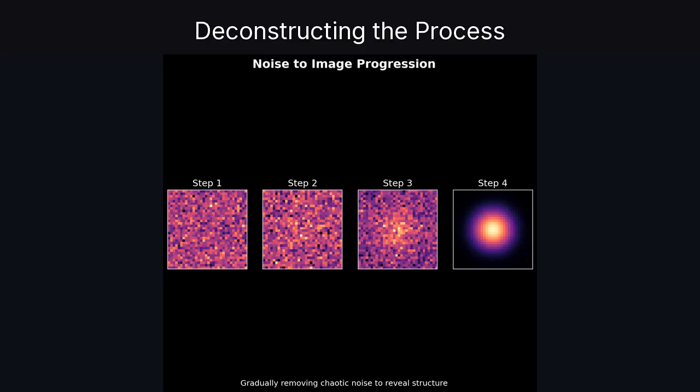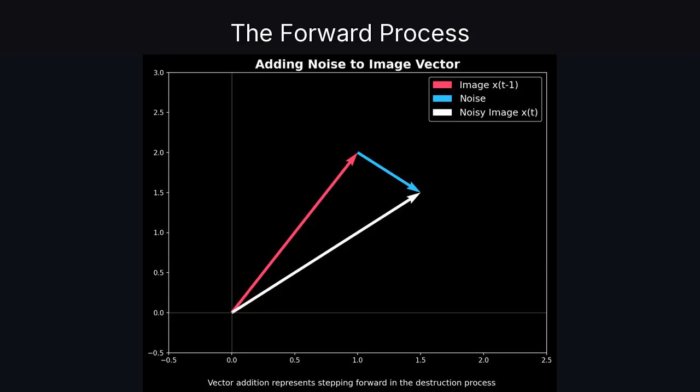To teach an AI how to create, we first teach it how to destroy. We take a perfect image and slowly corrupt it with static until nothing is left. The AI learns to reverse this destruction. In the forward process, we mathematically inject noise into the image. Think of the image as a vector of pixel values. At each time step, we scale down the original vector slightly and add a small vector of noise.